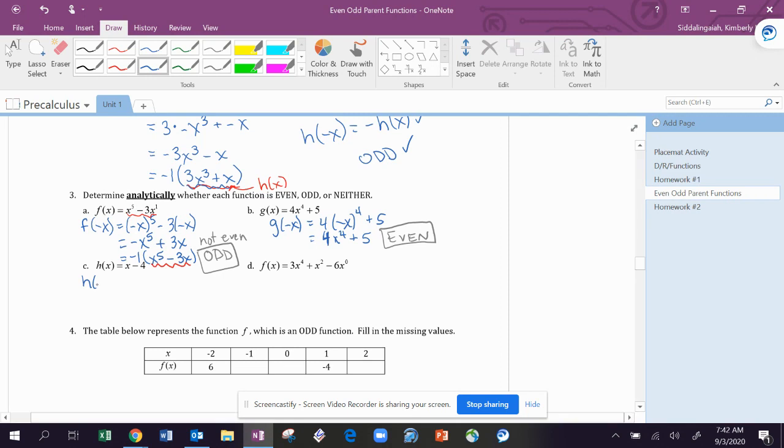So I start by putting in h of negative x. And I see that I get negative x minus 4. Well, that's clearly not the same as the original. So I know right there that it's not even. So then I pull out a negative 1. And what's in here is not the same as the original. So that tells me that this is also not odd. So it's not even, and it's not odd, which tells me that this falls in the case of neither.